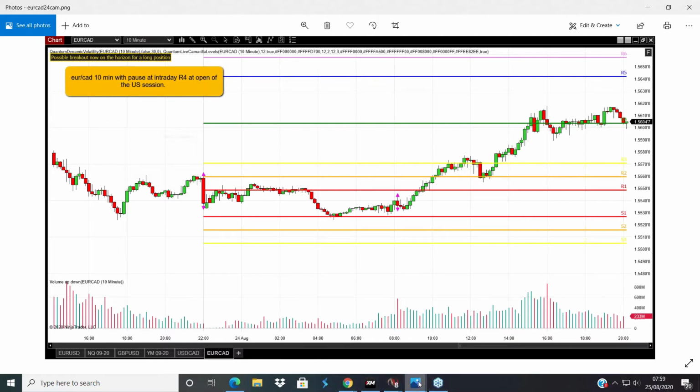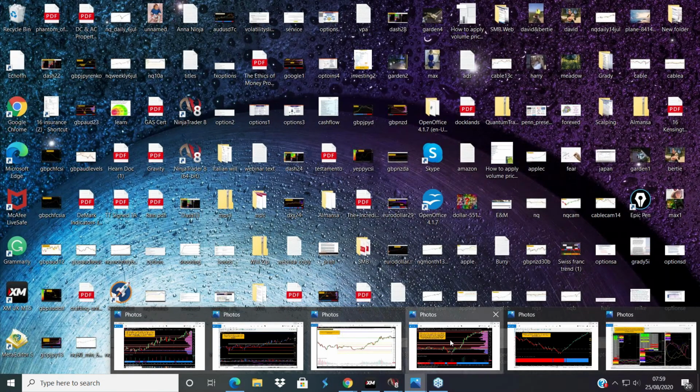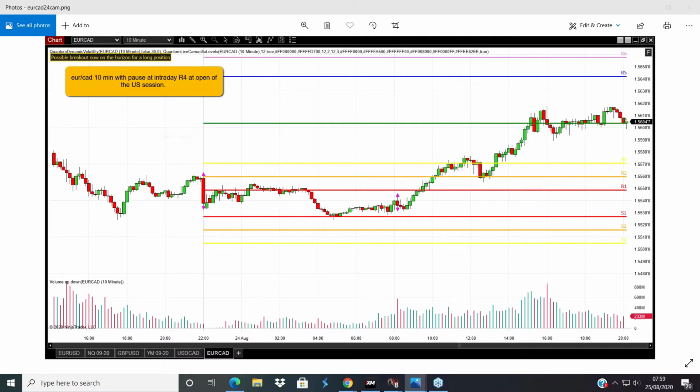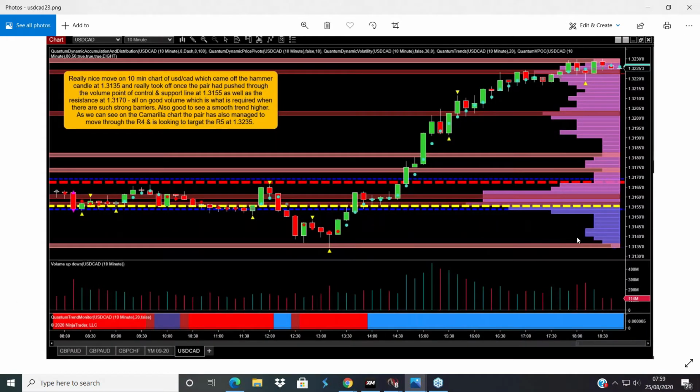Now when we compare that with, let me see if I can find it, yes, the dollar Canadian, same currency that was selling off strongly throughout the day. Look at the comparison. Here we have the start of the London session. We have the pair, the dollar Canadian, trading at what we call the volume point of control. This is the fair value area of the chart.